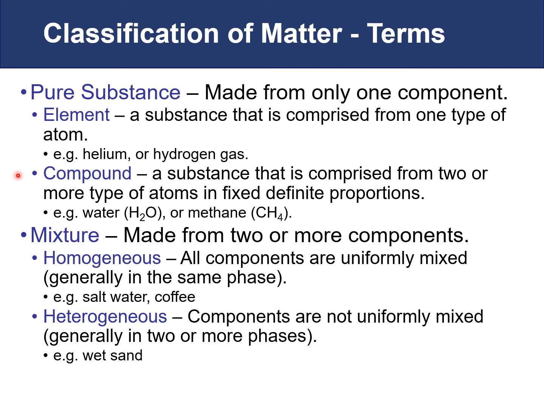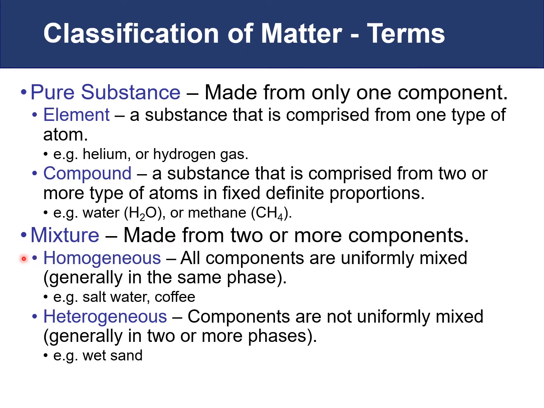We could have compounds in which the substance is comprised of two or more types of atoms in definite fixed proportions. So an example of that could be water, H2O, or methane, CH4. As long as every single molecule in our container is the same, we call it a pure substance. If they are different, then we would call that a mixture. So a mixture is made of two or more different components.